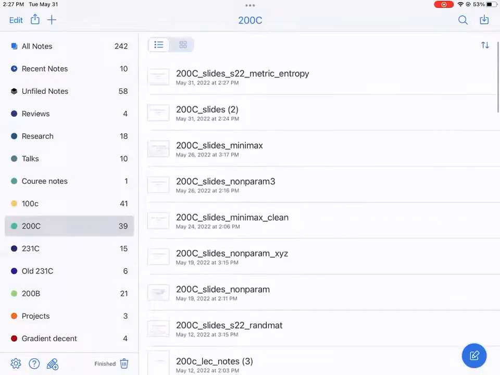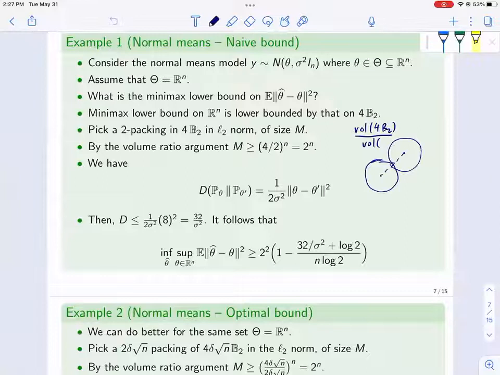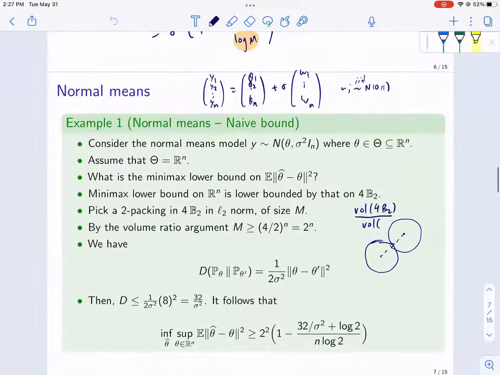So let's get back here. I want to find the 2-packing of E2. It's the radius of this divided by the radius of the other, to the n. So I get 2 to the n. So there is this much: exponentially many in n. The next thing you have to do is to calculate the KL divergence.